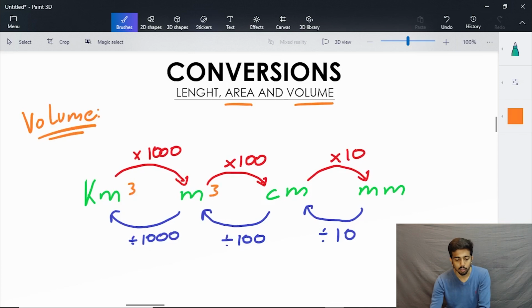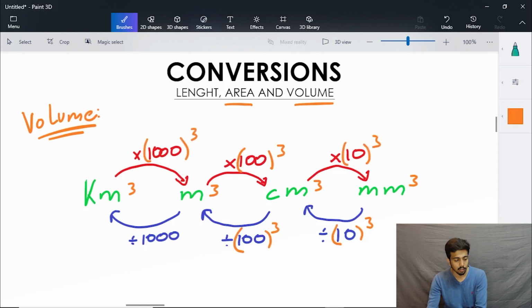Kilometer cube, meter cube, centimeter cube, and millimeter cube. For that, I'm going to take the cube of these multipliers. Cube here, here, and lastly, here. So this is now the conversion chain for volume. That's it.